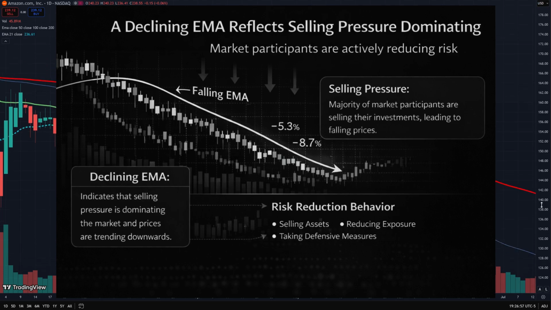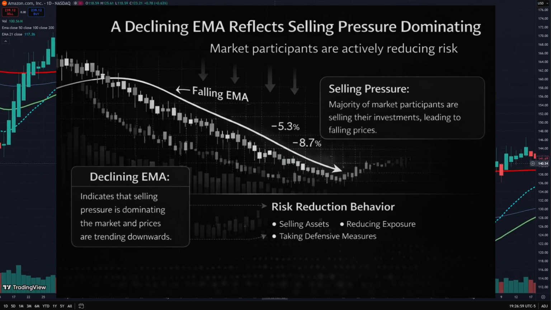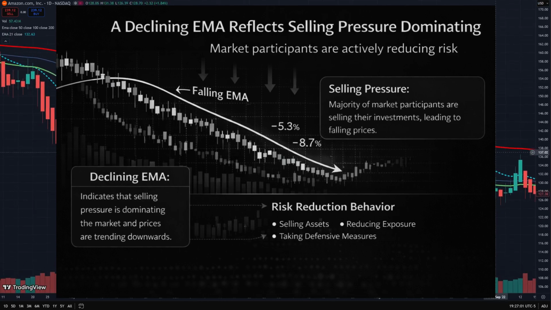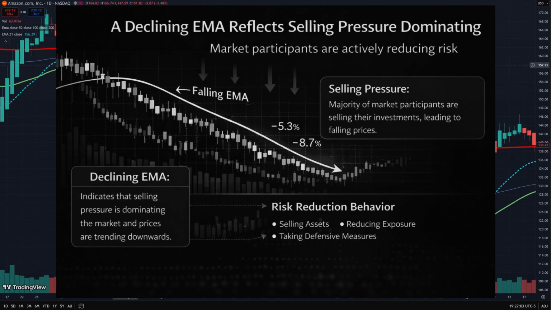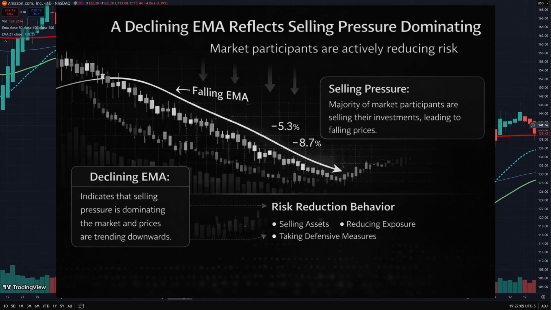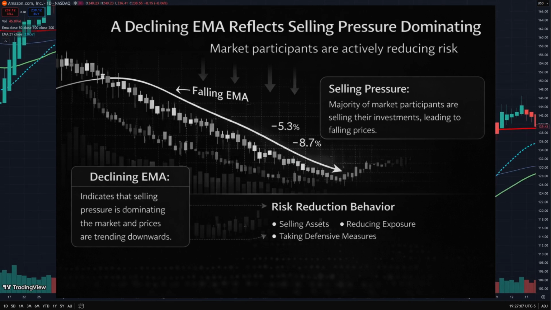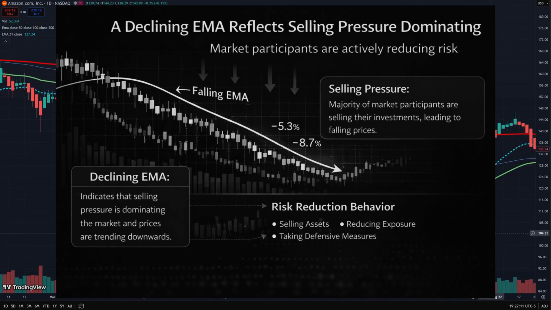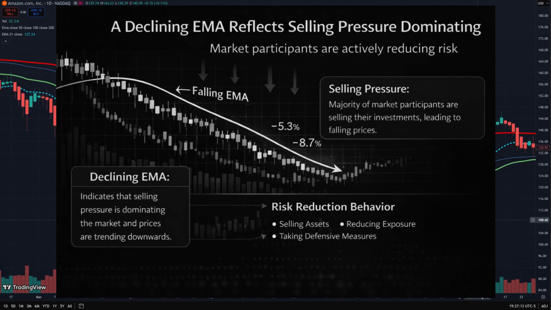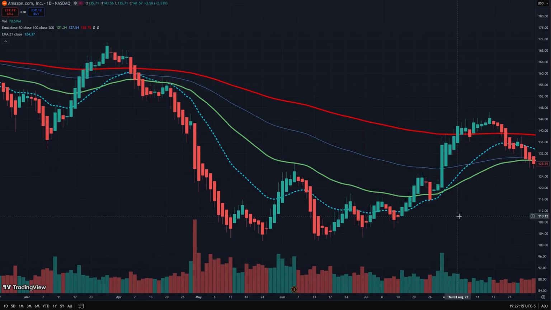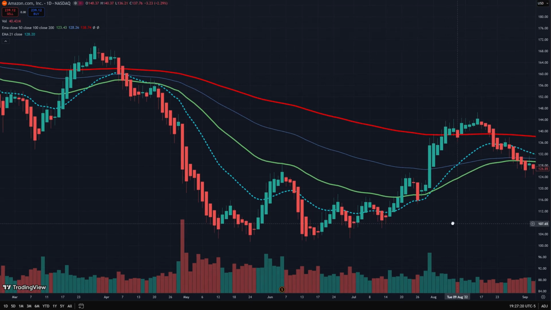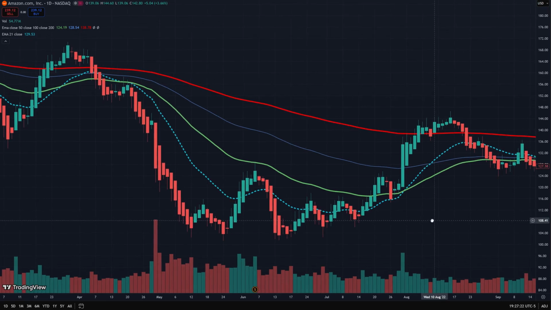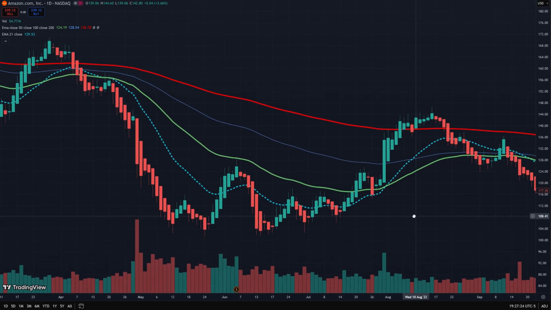A declining EMA reflects selling pressure dominating buying. Market participants are actively reducing risk or reallocating capital, often leading to acceleration in downward moves. Even temporary bounces in price may fail near short-term EMAs because the slope indicates that structural support is weakening. This is a warning. Bullish premium selling strategies are now higher risk, as the probability of the short put being challenged increases. Slope plus distance equals trend quality.